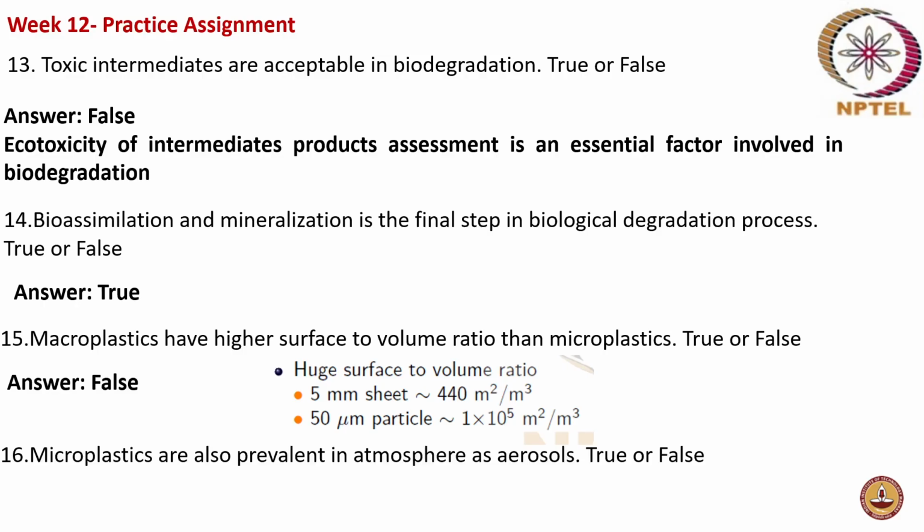Next question. Microplastics are also prevalent in the atmosphere as aerosols. Is it true or false? True, ma'am. Yes, they are also present in the atmosphere as aerosols. And similarly, in your biological systems also, you can find them in digestive systems, in invertebrates and vertebrates. There are cases where these microplastics have been identified. In fact, you could see cows eating polymers, right?